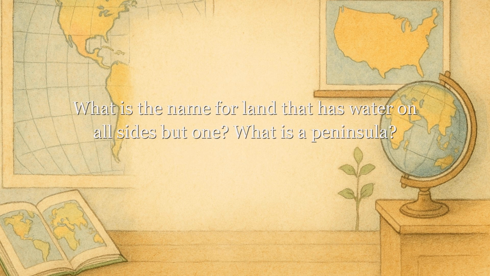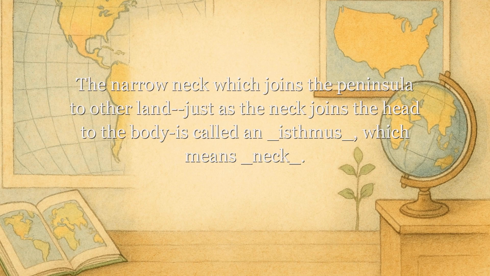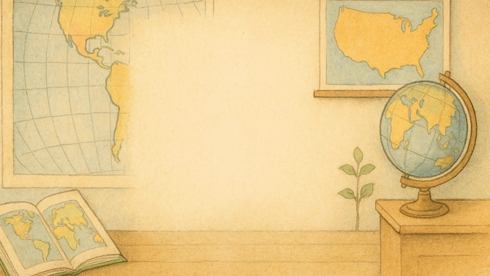What is the name for land that has water on all sides but one? What is a peninsula? How would you change this peninsula to an island? What is the difference between a peninsula and an island? The narrow neck which joins the peninsula to other land, just as the neck joins the head to the body, is called an isthmus, which means neck.